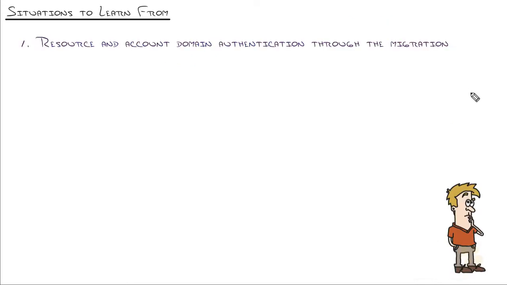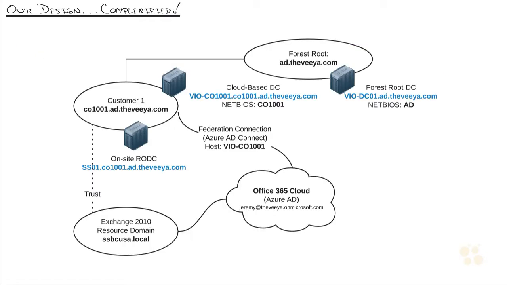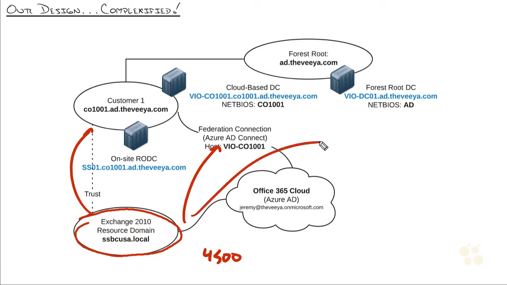So the first situation to learn from. I struggled probably more than any other situation in this series with the resource and account domain authentication through the migration. Here's what I mean by that. This whole migration situation started with me having one gigantic domain, some 4,500 accounts sitting in that domain that had just grown too big and unruly over the years. So what I was planning to do was take that and actually break it into many different subdomains for different customers and different divisions of the organization in this brand spanking new realm called ad.thevia.com.